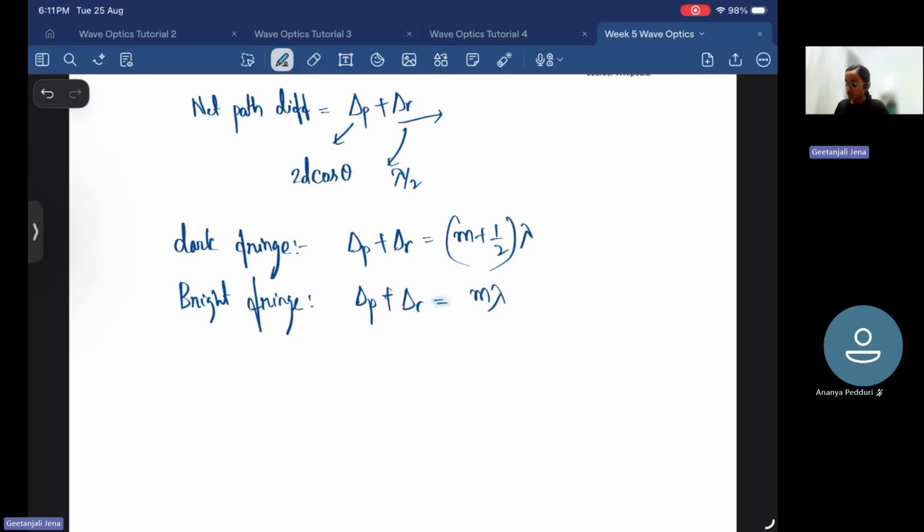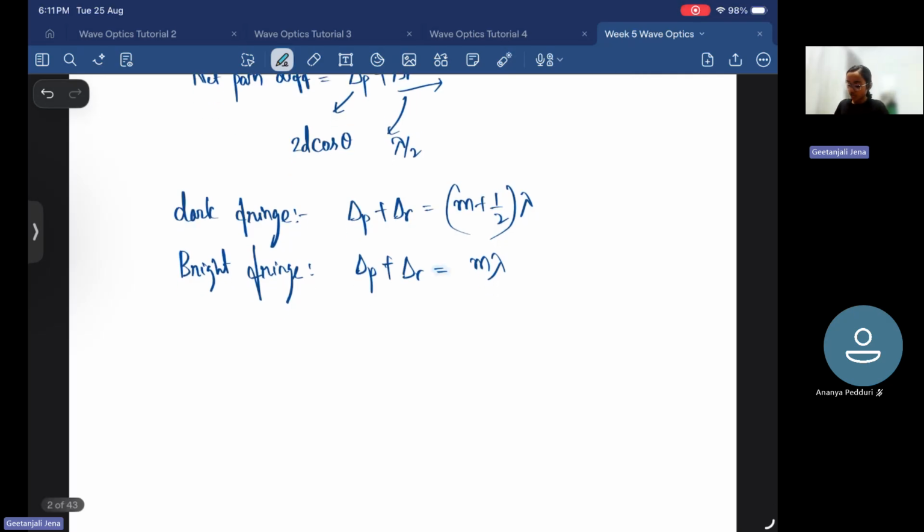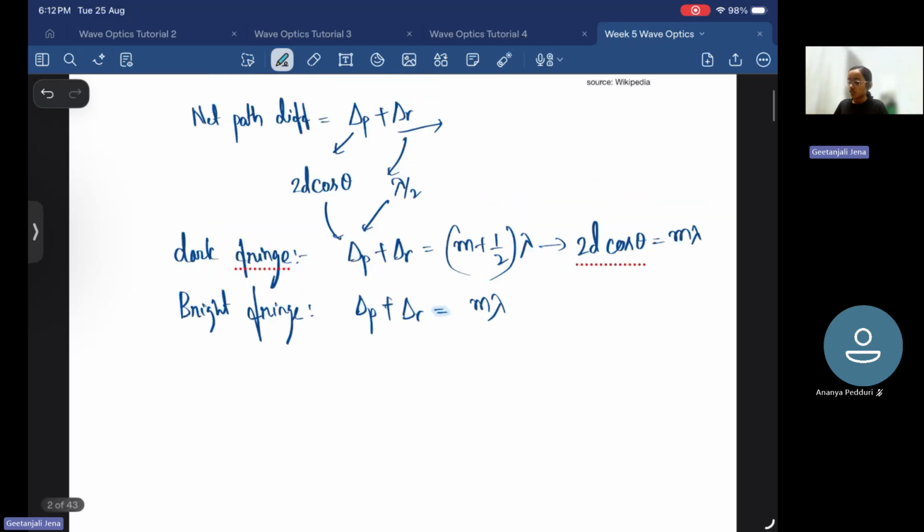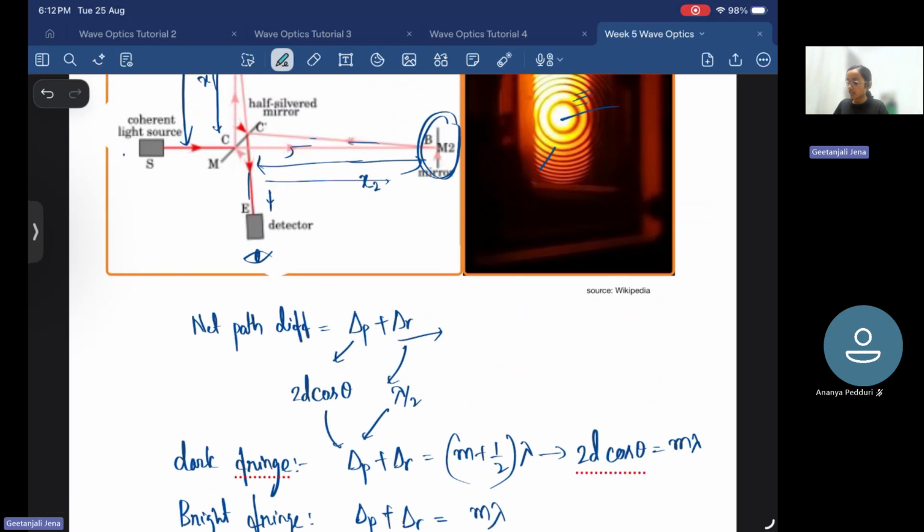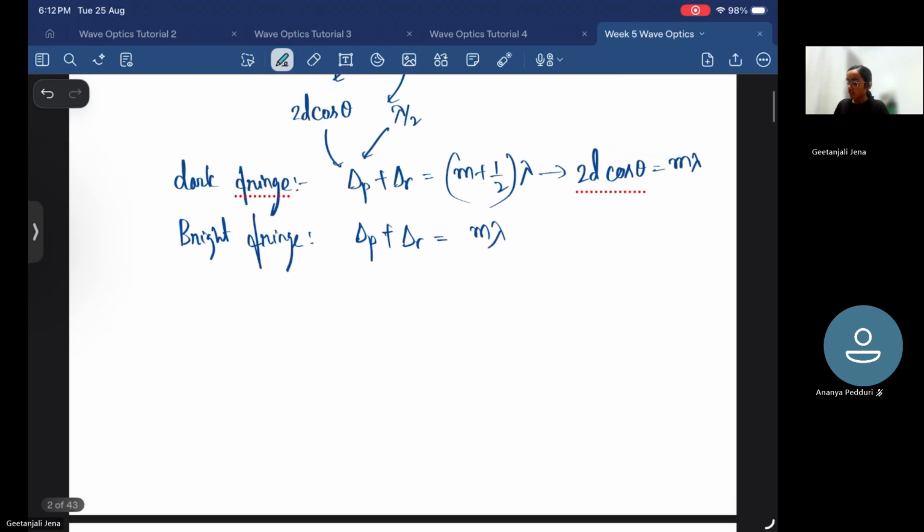If you simplify this condition, putting in 2D cos theta and lambda by 2, we see that for a dark fringe it should satisfy 2D cos theta equal to m lambda. Theta is the angular position of this ring, that is, at what angle you are getting the different rings. And D is the separation between the mirrors M1 and M2.